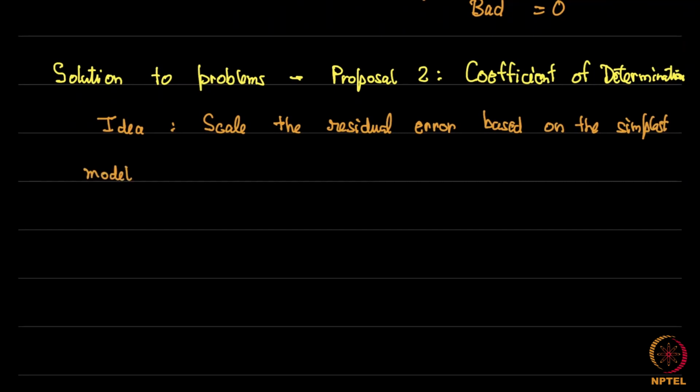So the idea is like this. Suppose we have data. The data is scattered like this. Now we have proposed a linear model, so we are going to propose some model like this. This is the best model. But we can have the simplest model. The simplest model in this case is simply something like this.